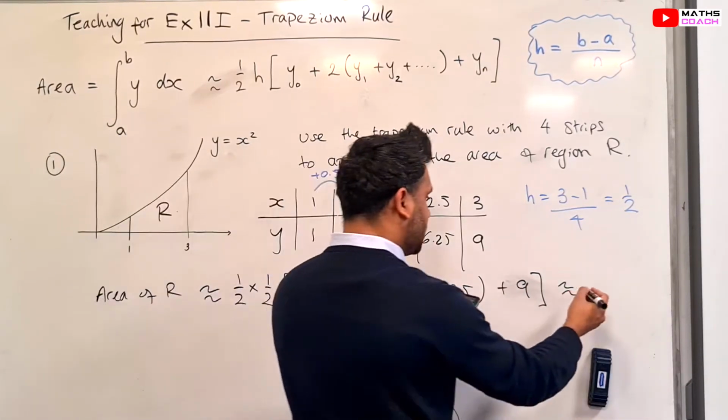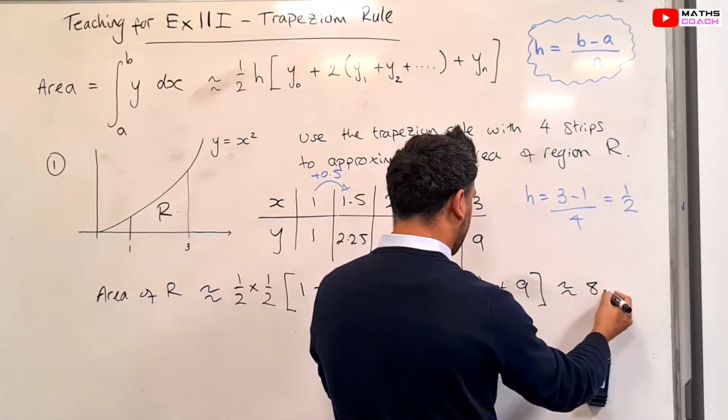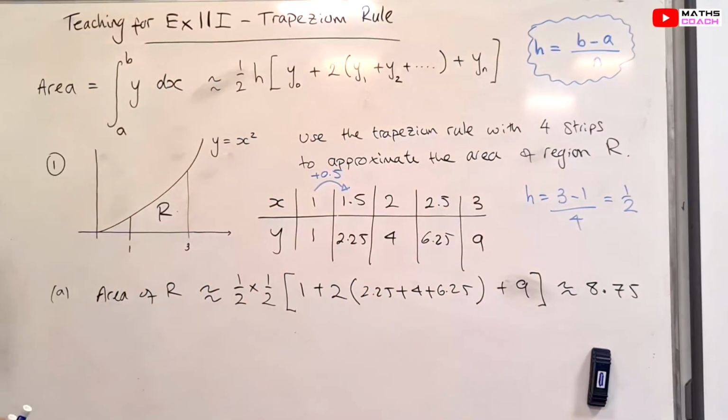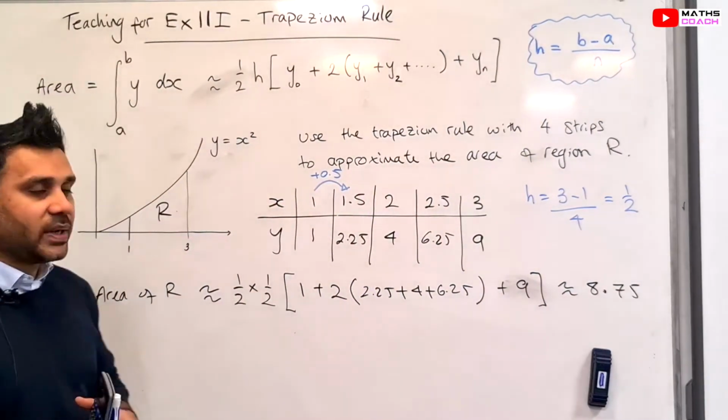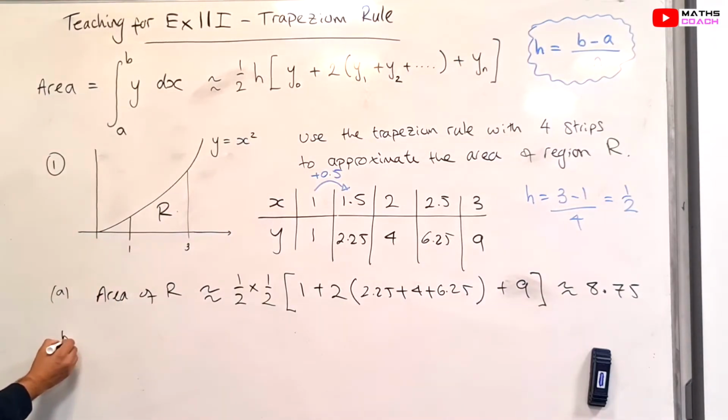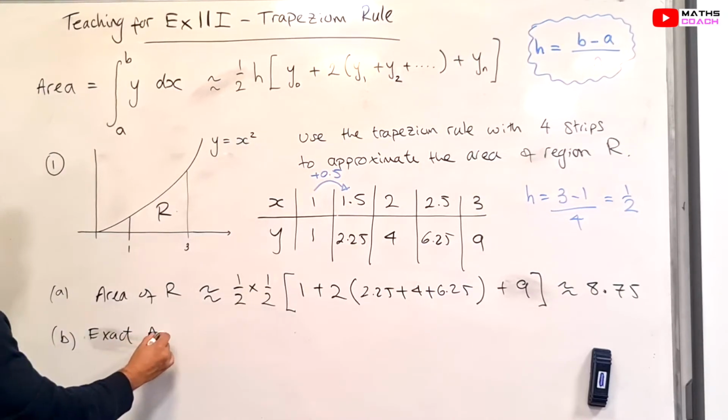Right, and that gives us approximately 8.75. So the approximate answer to our area is 8.75. Now let's just extend this question here. Let's add a part B to this one here. What would be the exact area of R?